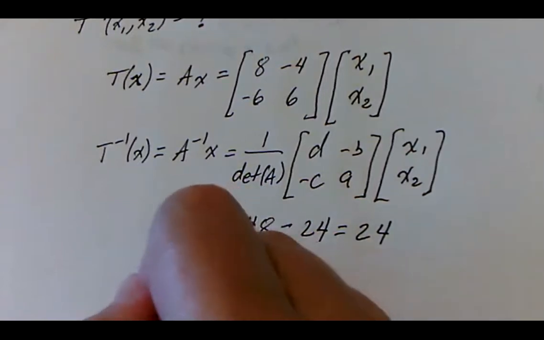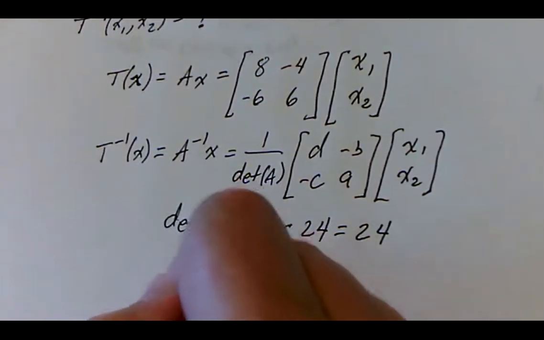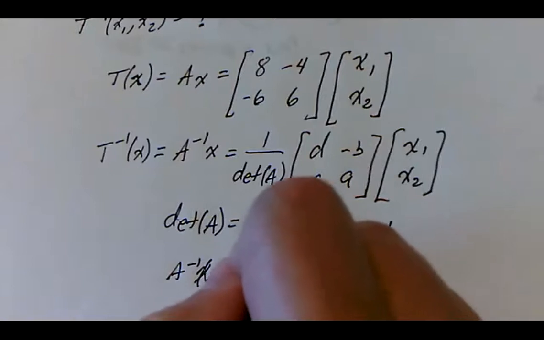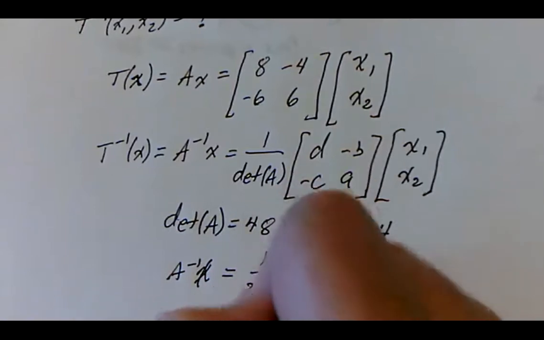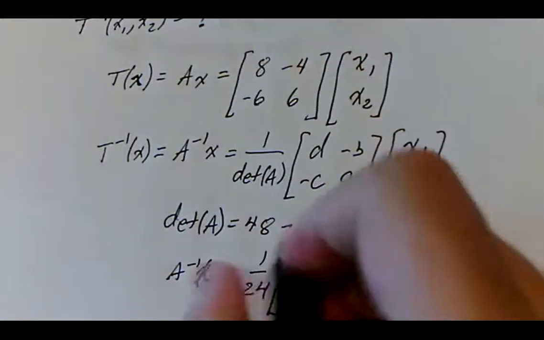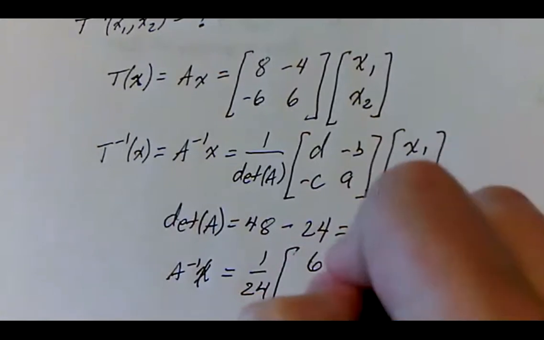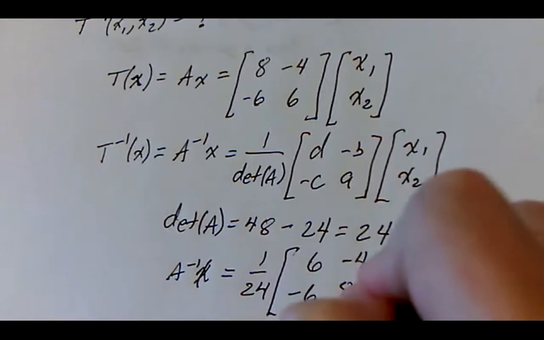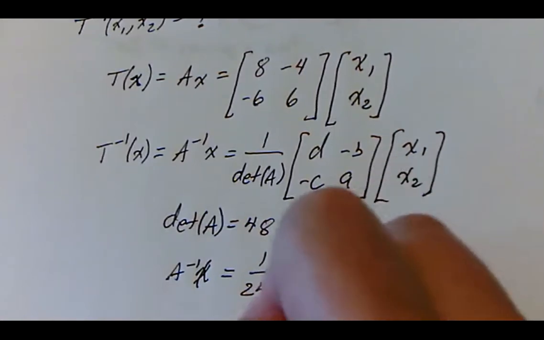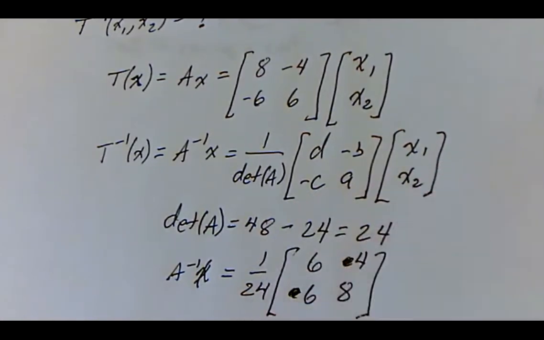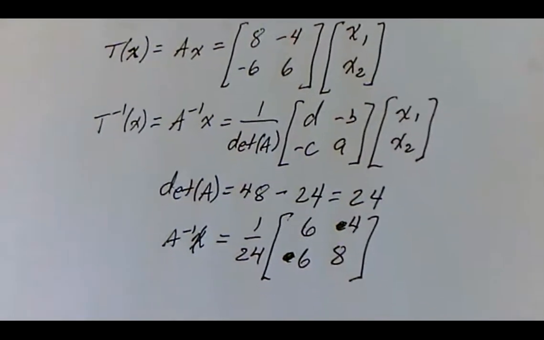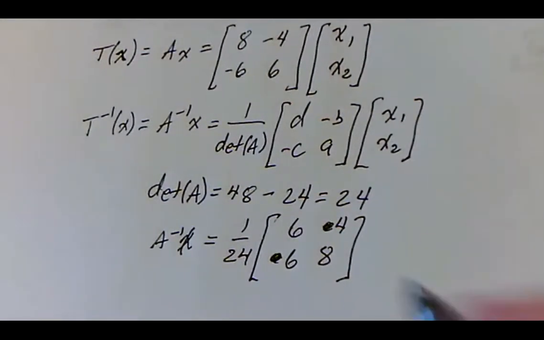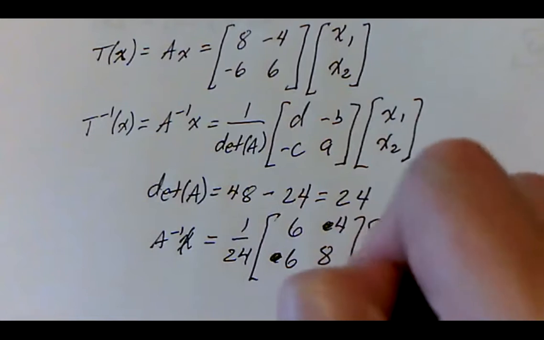So then A inverse x, okay, is going to be 1 over 24. Again, switch these positions, so 6, 8. And this is going to be -4 and -6. Leave those where, oh, sorry, +4 and +6. Leave those where they are, but switch the signs. Okay, and then that's going to get multiplied by x1, x2.